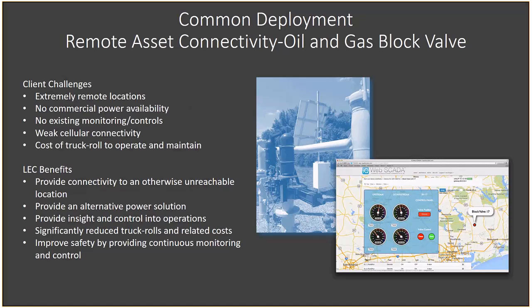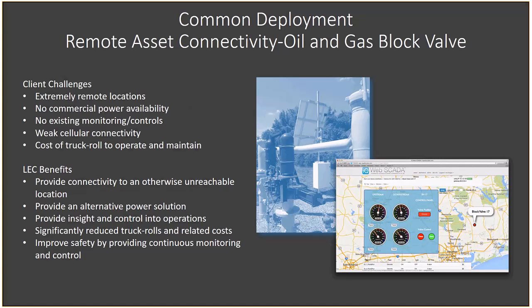There's typically weak cellular connectivity, so we're able to extend that network through our private network. And again, these are typically very high maintenance cost, high truck roll cost to be able to go and maintain, monitor, and control these types of facilities. Again, the benefits are really to provide connectivity to what in the past would be unreachable. We provide alternative power solutions. We can easily integrate solar into the cellular connectivity at these remote locations.